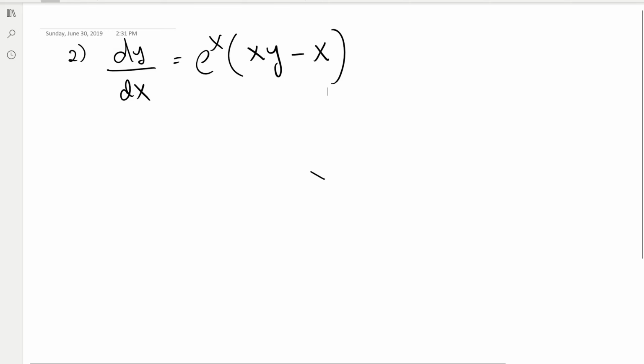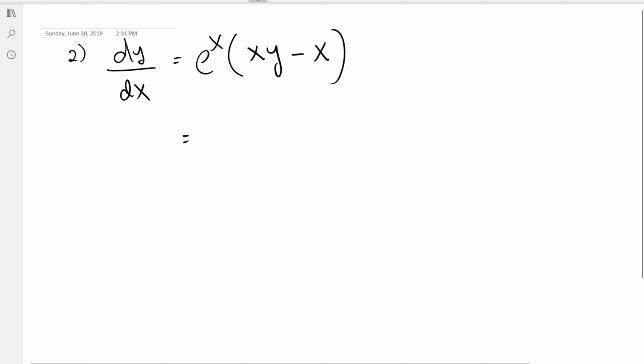Alright, hello everyone. So let's solve another differential equation using the separation of variables method. We want to make the right hand side separable. We want it to be a function of x times a function of only y. So what can we do here?